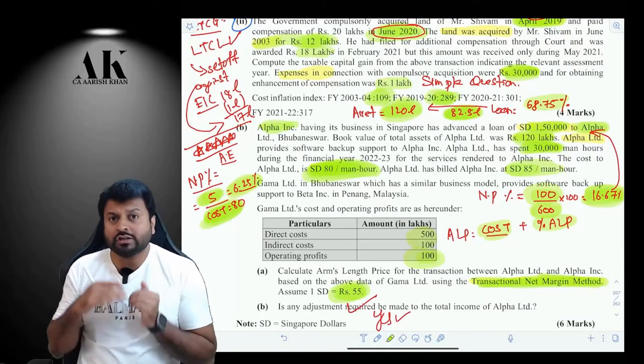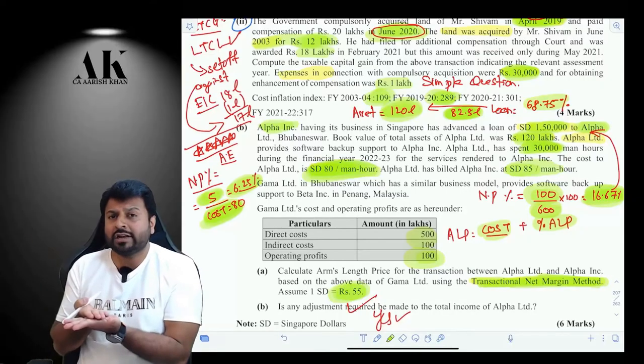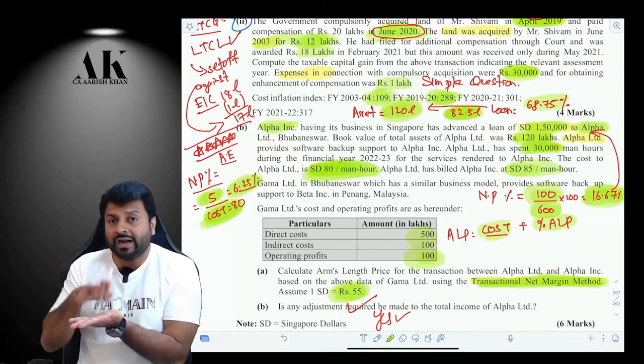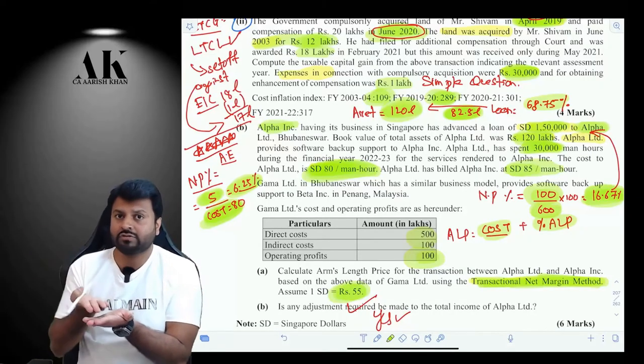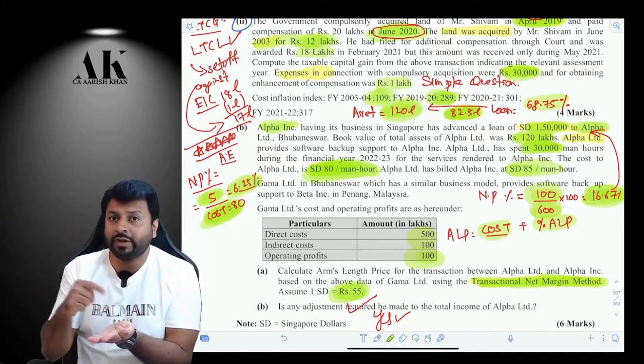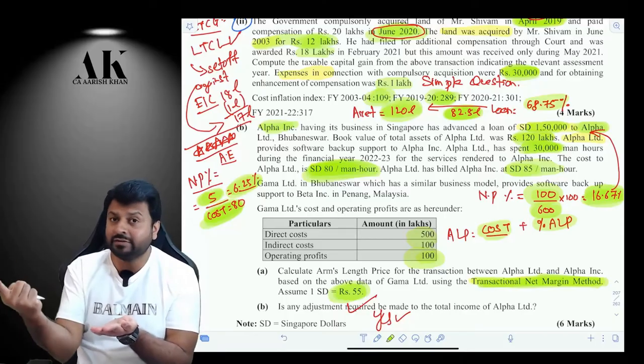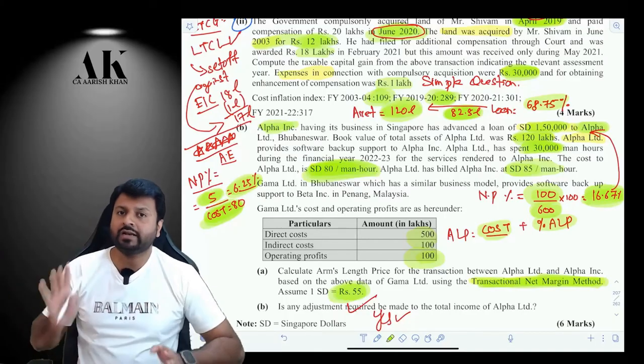And what is my cost in case of uncontrolled? Why am I taking cost in the denominator? Because the denominator has to be untainted. And in case of sale, the cost will be untainted. And in case of purchase, the sale will be untainted. And in this question, what are we doing? We are selling. Therefore, the sale price will be tainted. Therefore, take in the denominator the untainted item, that is cost.